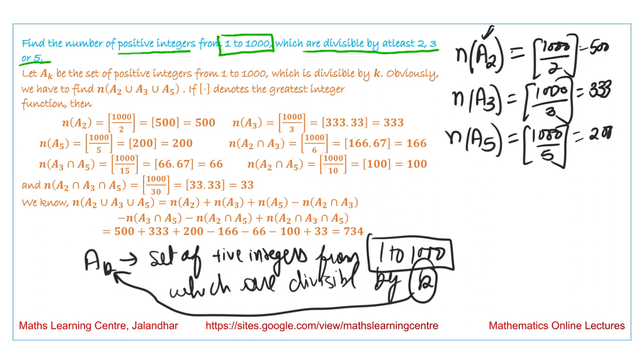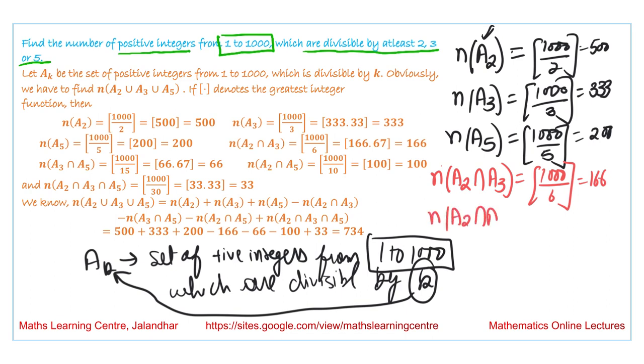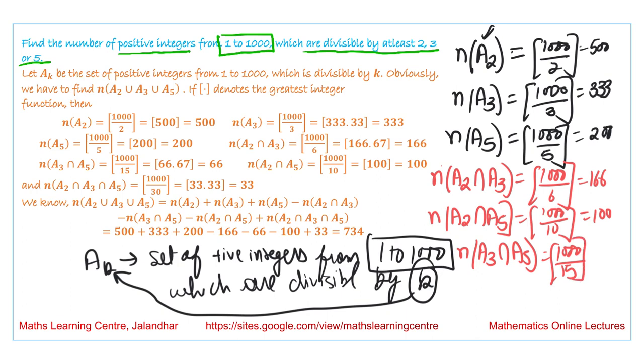Next, those numbers which are divisible by 2 and 3 will be equal to the greatest integer of 1000 divided by 6, and the answer we have is 166. Those numbers which are divisible by 2 and 5 is equal to the greatest integer of 1000 by 10, and the answer we get is 100. The number of elements in A3 intersection A5 is equal to the greatest integer of 1000 divided by 15, and the value we have is 66.